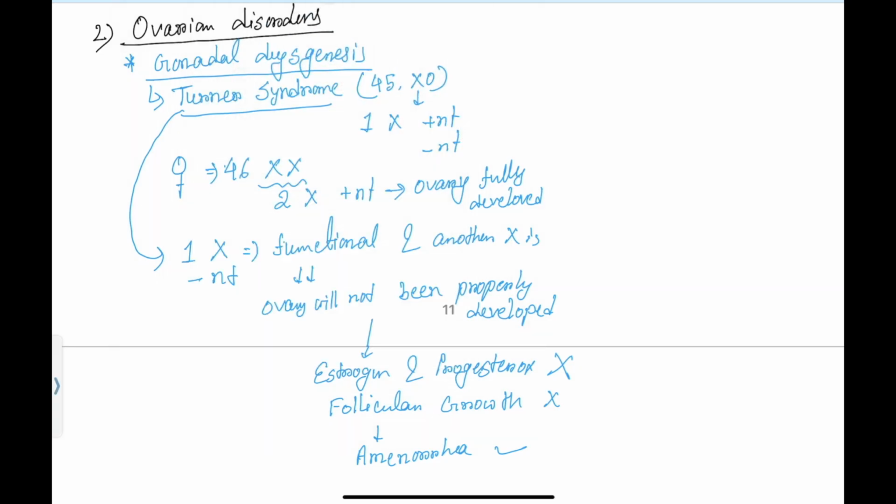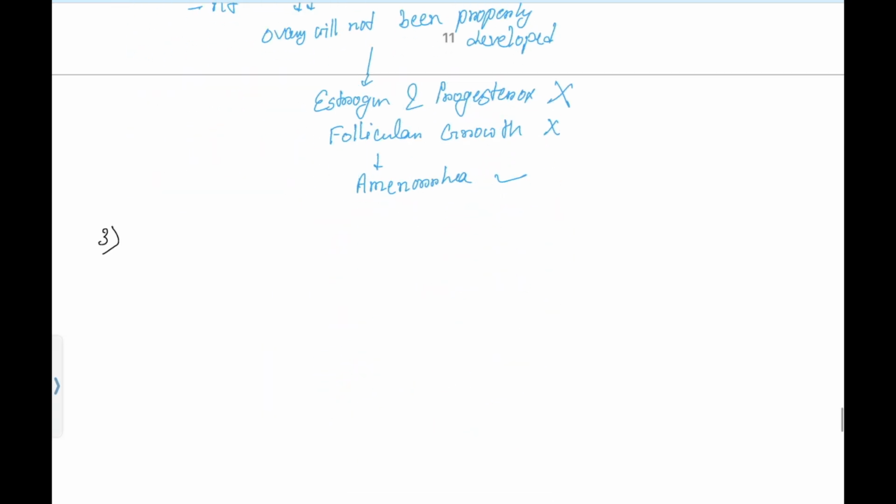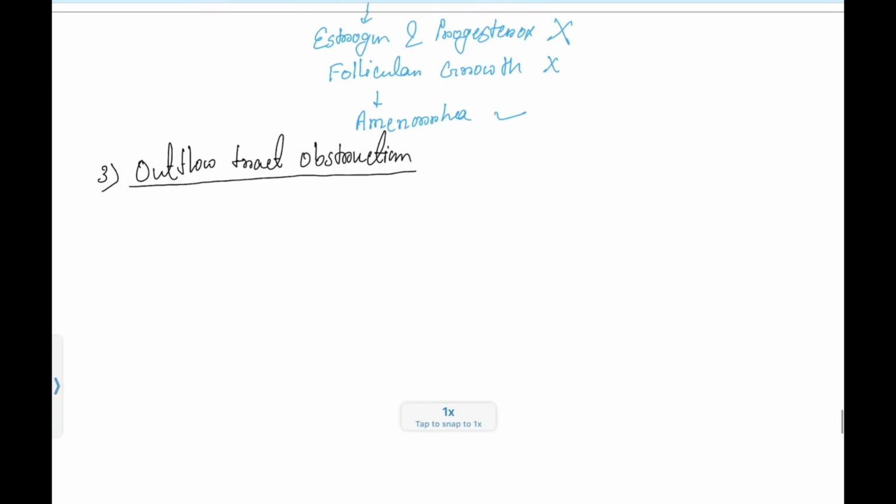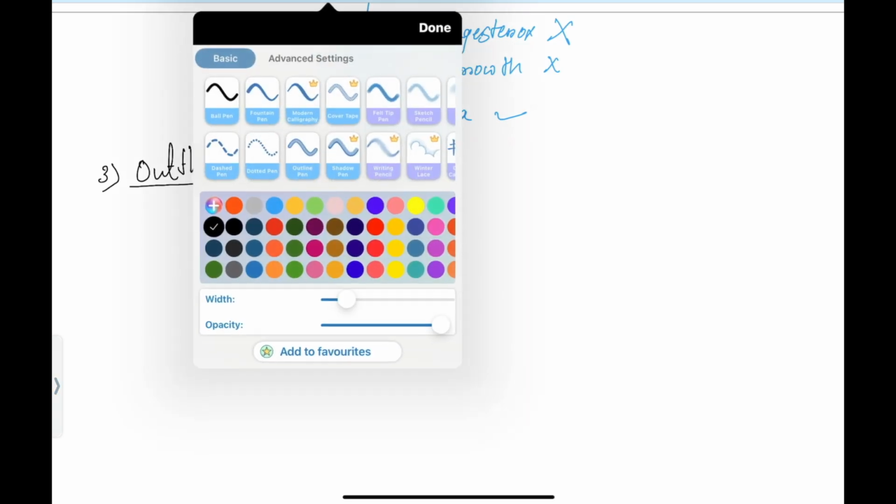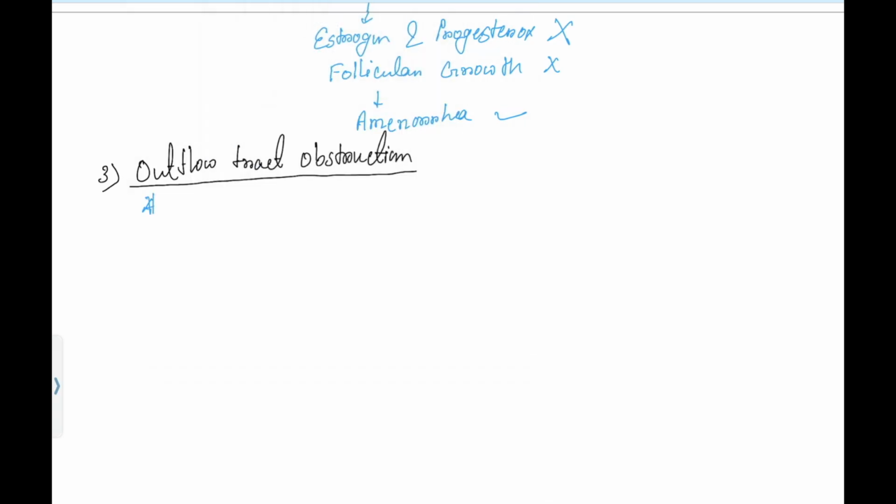Now the third cause is outflow tract obstruction. Outflow tract obstruction. What is that meaning? That means each month the superficial layer of the uterus sheds off and bleeding will occur. That blood will come through the vagina. Now, if there is any obstruction in the vagina, then there will be no menstruation. So the example is like your imperforate hymen.